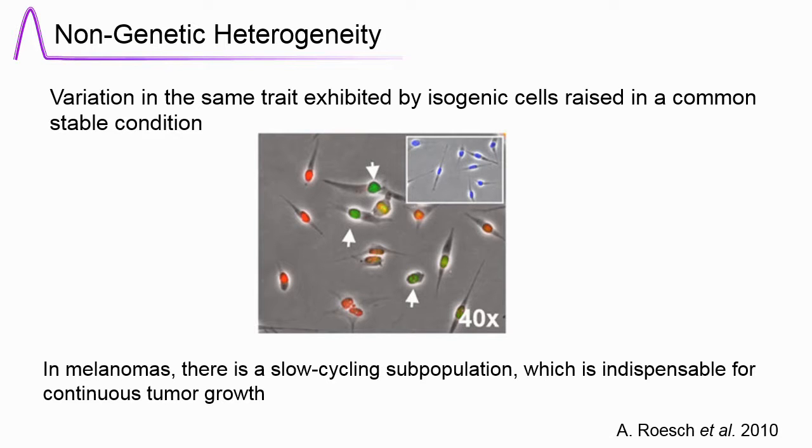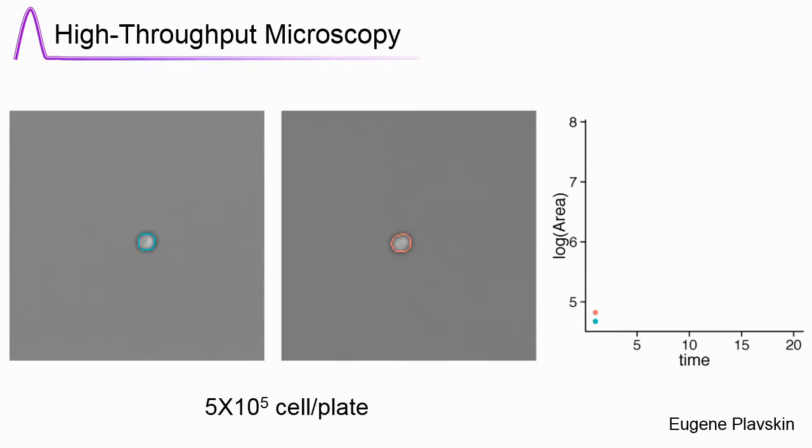And this paper proves that the slow cycling subpopulation is indispensable for continuous tumor growth, which means if you suppress this phenotype, the tumor will continue to grow for days, but the growth cannot be sustained over weeks. Okay, so non-genetic heterogeneity is an interesting and important phenomenon. I'm going to study this in yeast with the aid of our high-throughput microscopy.